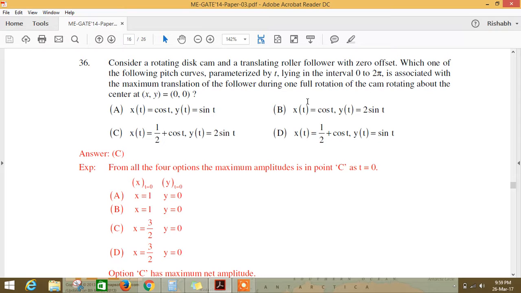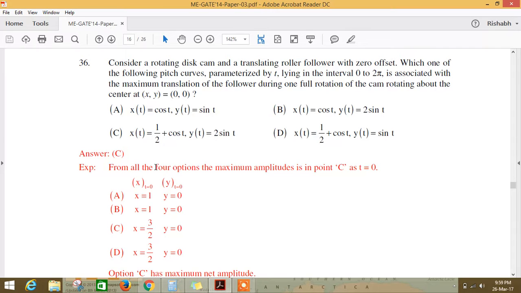Maximum value can be 2. But it is not possible. Why? Because, no, it is possible. Now let's see option C. X square means this complete half plus cos t whole square, plus 2 sin square t. So this option will give you the maximum value of x square plus y square.